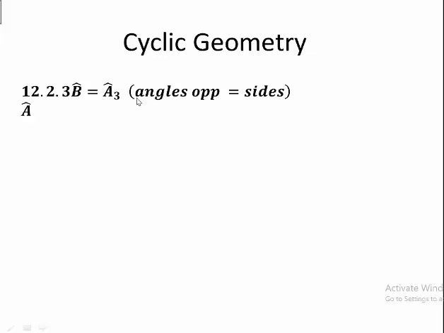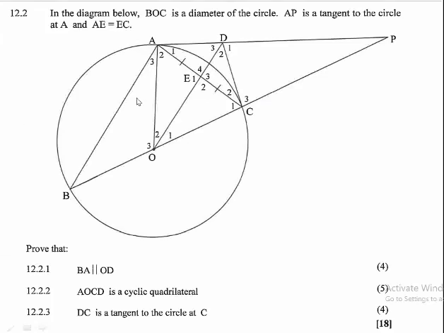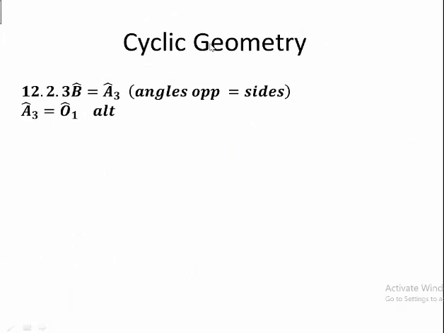Now we move on to the next part of the question, where we prove A3 equals O1. Let's look at it again. There you have A3 equals O1. Why do you think these two are equal? If you look at it, these two were said to be parallel. Remember, question one wanted us to prove that BA is parallel to OD, right? So these angles are alternate angles. Alternate angles are equal, parallel lines. So A3 equals O1, alternate angles, parallel lines, like I told you.